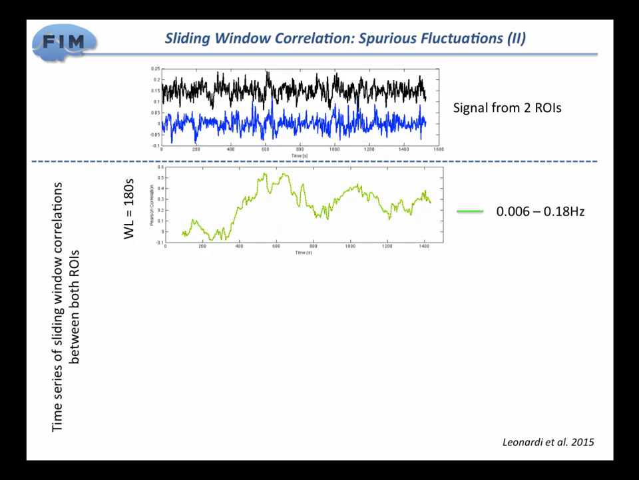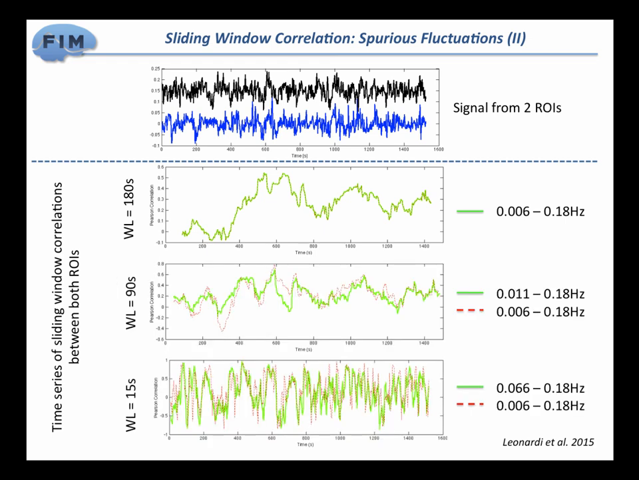So here there are 2 real signals. This is their dynamic traces of correlation for a window length of 180 seconds using the appropriate high order pass filtering, getting rid of anything that doesn't fit in those 180 seconds. If we keep reducing the window length and we don't do any filtering, which is depicted here by the dashed red lines, you can see there are a lot of other fluctuations that are kind of artifactual.